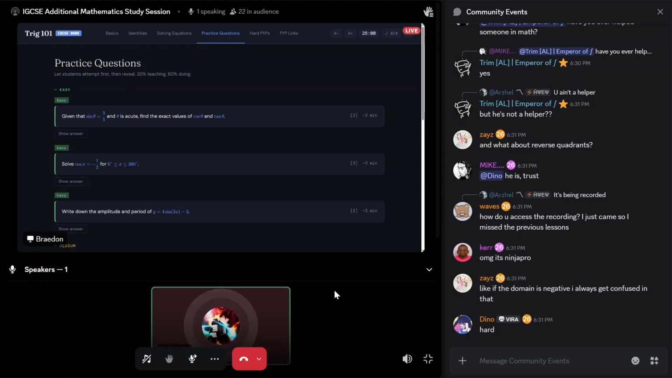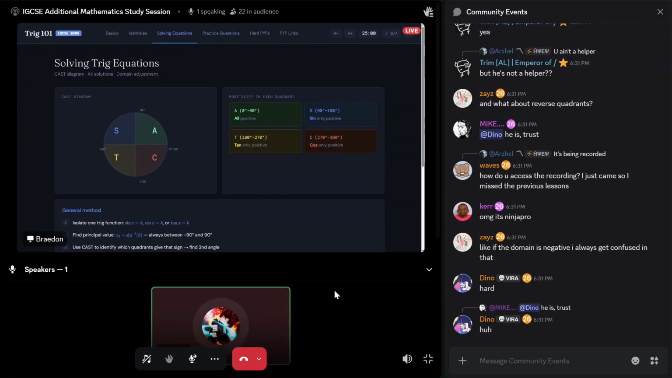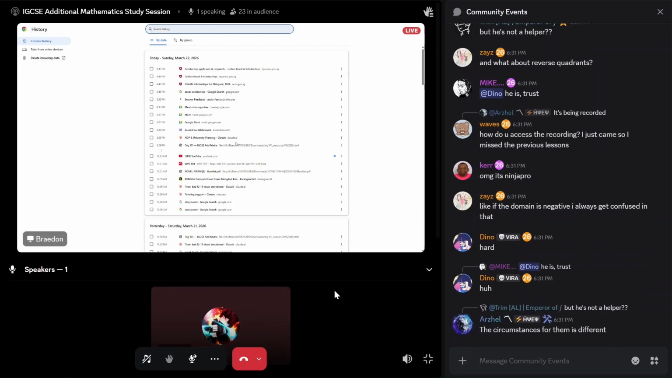Someone asked, what about reverse quadrant? What do you mean by that? Oh, like the domain is in the negative. Okay. So the domain in the negative, right? So they account for the negative angles itself. And negative angles are just the backwards. So instead of starting at 0, like that. How you would, oh, my bad.